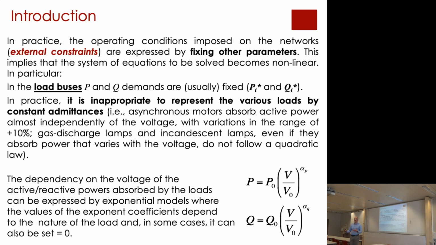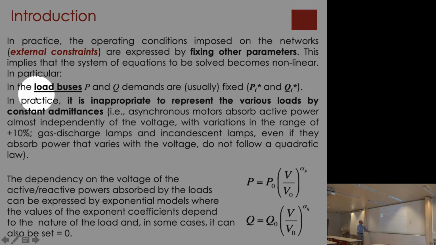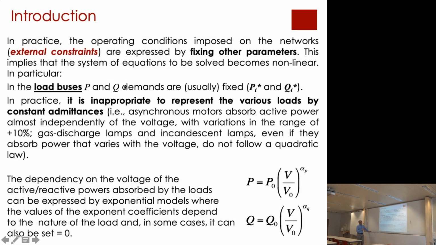This is due to the fact that load is highly forecastable. So it's pretty straightforward to forecast what the absorption of an aggregation of loads is going to be on a given day of the week. Okay, there is a bunch of literature that studied how to forecast this quantity. So that's why in load buses, typically you impose active and reactive power. So they're typically fixed by quantities that we call Pi star and Qi star.